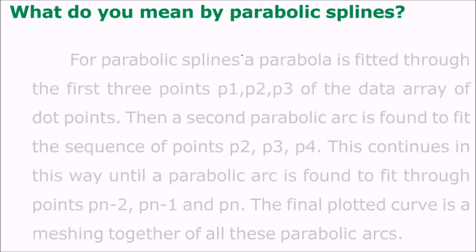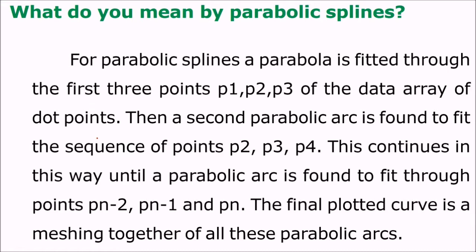What do you mean by parabolic splines? The parabolic splines are parabolas, like this or like this. For parabolic splines, a parabola is fitted through the first 3 points, P1, P2, P3, of the data array of dot points. Then a second parabolic arc is found to fit the sequence P2, P3, P4. Next will be P3, P4, P5. This continues in this way until a parabolic arc is found to fit through the points Pn minus 2 to Pn.